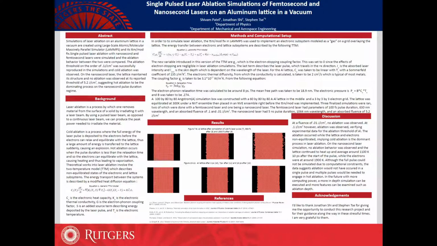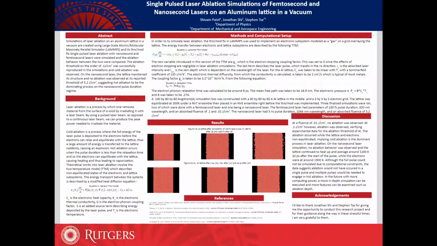There are two types of laser ablation: cold ablation, where the full energy of the laser pulse is deposited to the electrons before the electrons can equilibrate with the lattice. Thus, a large amount of energy is transferred from the electrons to the lattice very suddenly, causing an explosion. On the other hand, hot ablation occurs when the pulse duration is longer than the electron-phonon relaxation time, so the electrons can equilibrate with the lattice, causing heating and thus leading to vaporization. The electron-phonon relaxation time is just the average time between any two scattering events between an electron and a phonon, a phonon being a lattice vibration.